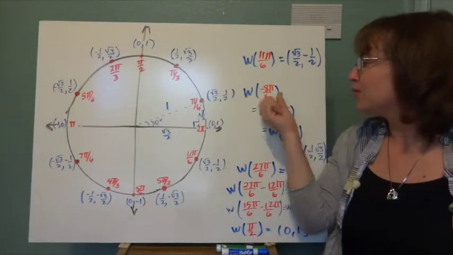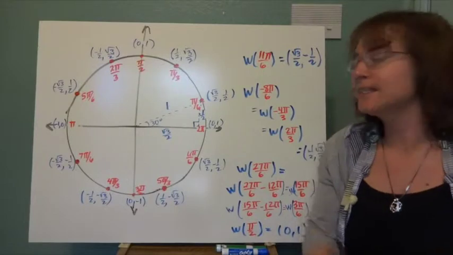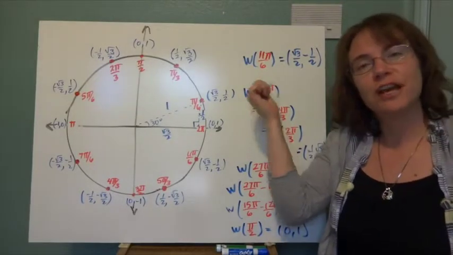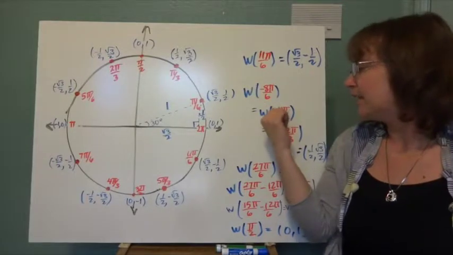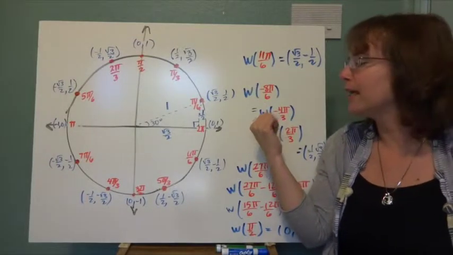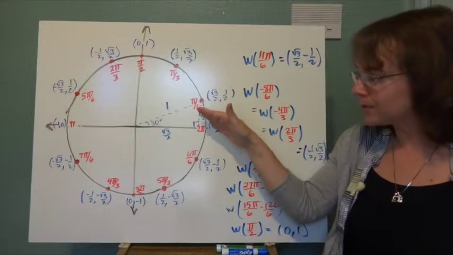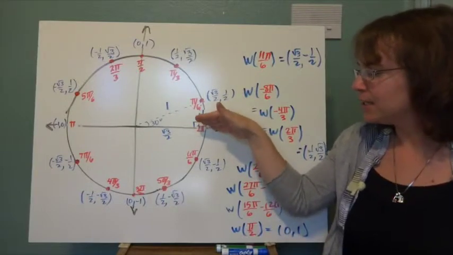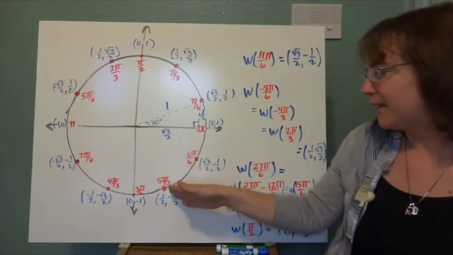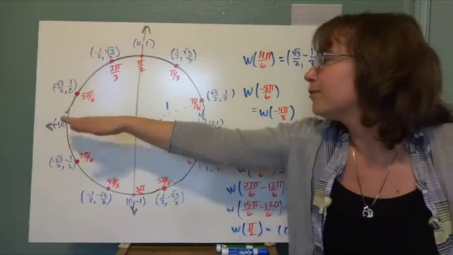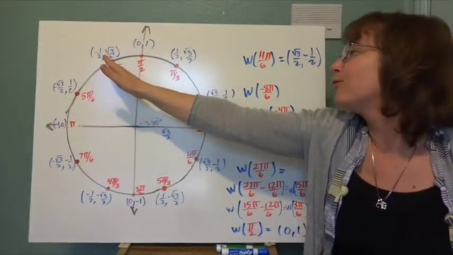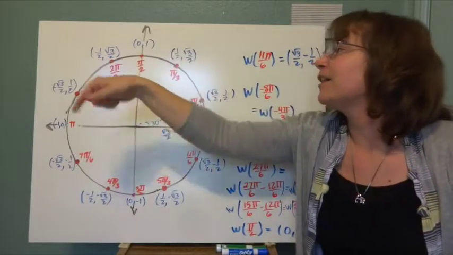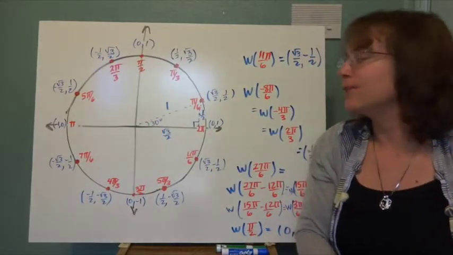Now my wrapping function for negative 8 pi over 6, you can reduce this fraction before you wrap it. So I just reduced this fraction, and now I have negative 4 pi over 3. And I could go count backwards if I wanted to on my pi over 3's. So I have 1, and then I have 2, and then I have 3, and then I have 4. So that's just 2 pi over 3, which would give me this value, negative 1/2, rad 3 over 2.